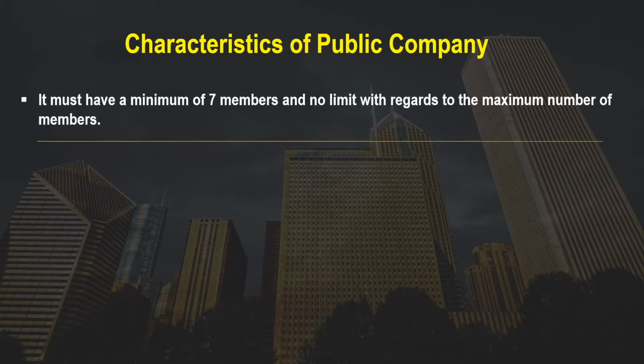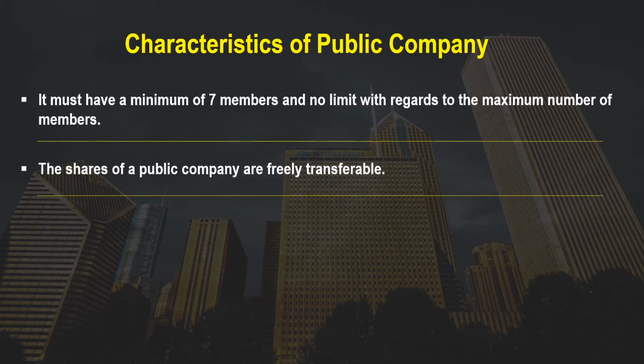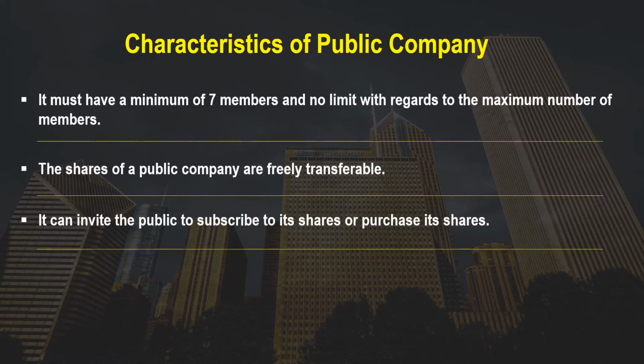A public company must have a minimum of 7 members and there is no limit with regard to the maximum number of members. The shares of a public company are freely transferable. It can invite the public to subscribe to its shares or purchase its shares.